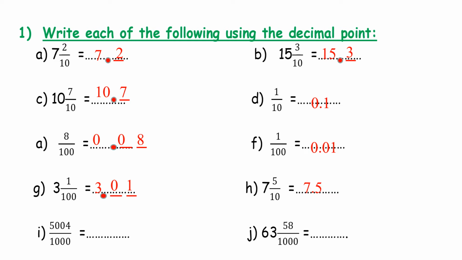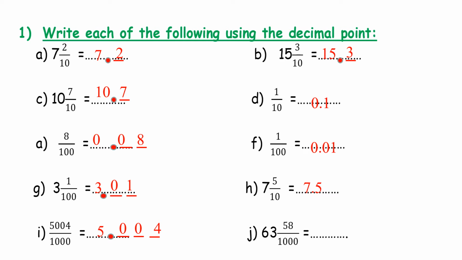5,004 out of 1,000. I'm going to put the decimal point and 3 places after the decimal point, and I'm going to start from the right side, 400, and the whole number, I will put the 5 in the whole number.